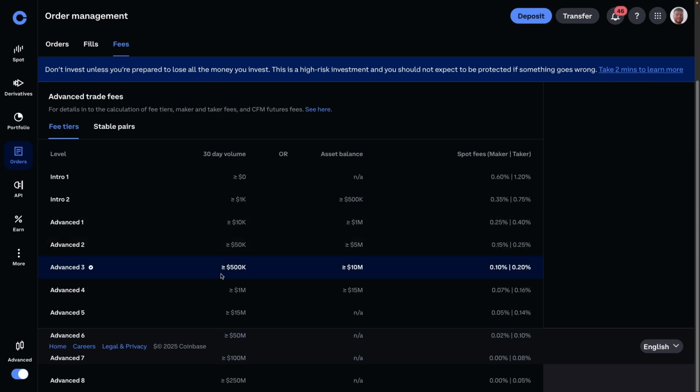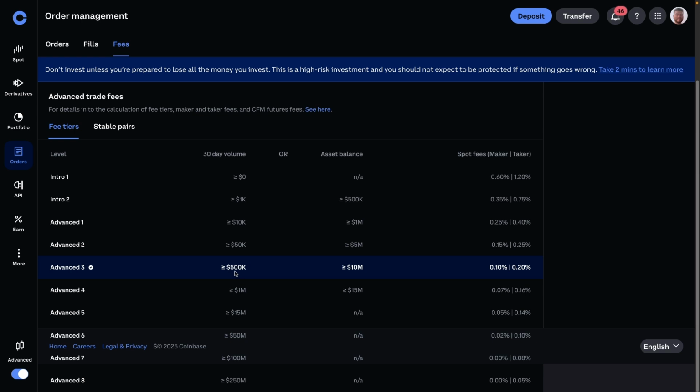Essentially, you get put onto an automatic tier. This is based on either your last 30-day trading volume or your total amount of crypto in your Coinbase portfolio. In my case, I'm on advanced free currently, and this is because I traded over $500,000 worth of crypto in advanced spot trading in the last 30 days. But because you get put onto this based on your portfolio, it does mean that if you are a crypto whale moving to Coinbase, you will be on the advanced tiers just purely based on your portfolio. It doesn't matter how much you've traded.